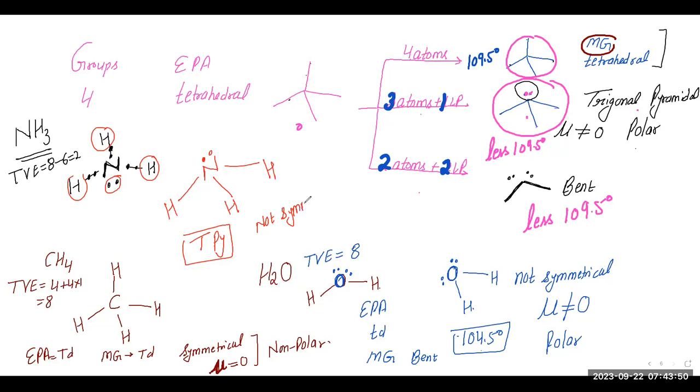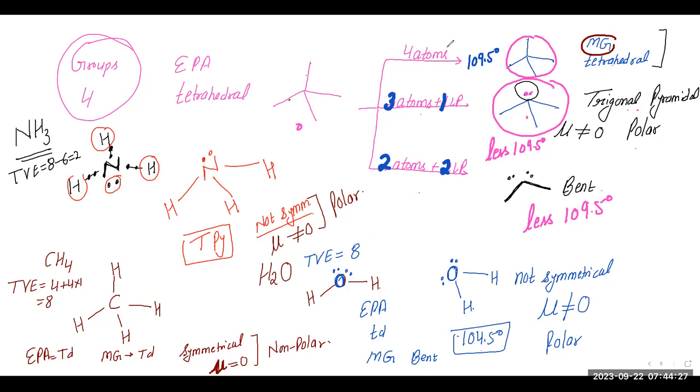Not symmetrical means net dipole moment is not equal to 0, means polar, right? Okay, we are good with this. These are the examples of your 4 groups. 4 groups have 3 molecular geometries: first tetrahedral, second trigonal pyramidal, third bent, based on how many atoms and lone pairs there are, right?